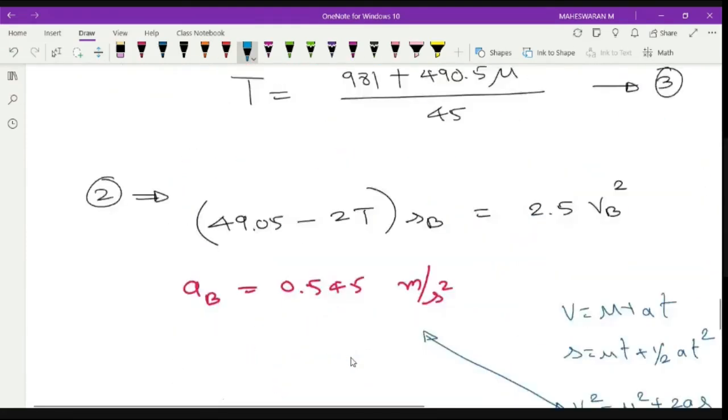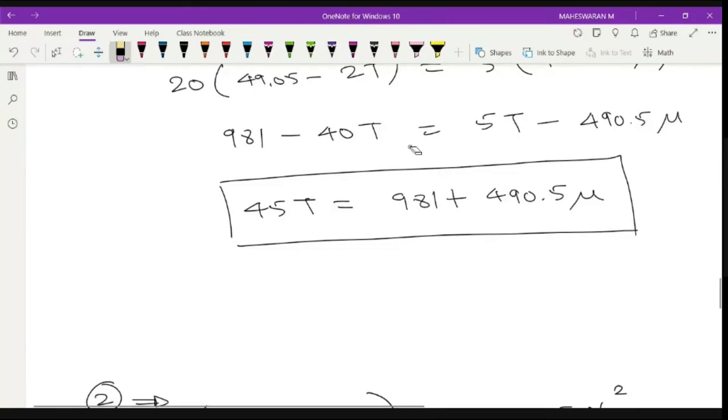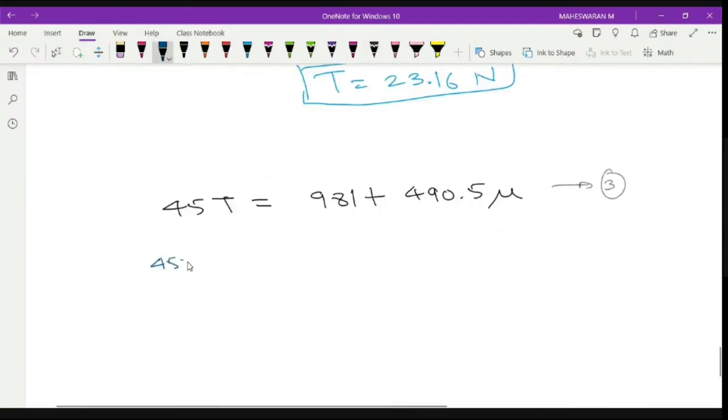Good. So we identify the T value. Now, I think this step is not required. I can erase this, right? Instead of this as equation 3, better I will put this as equation 3 because it is more convenient to solve. Let me substitute this in equation 3 into 23.16 is equal to 981 plus 490.5 mu.